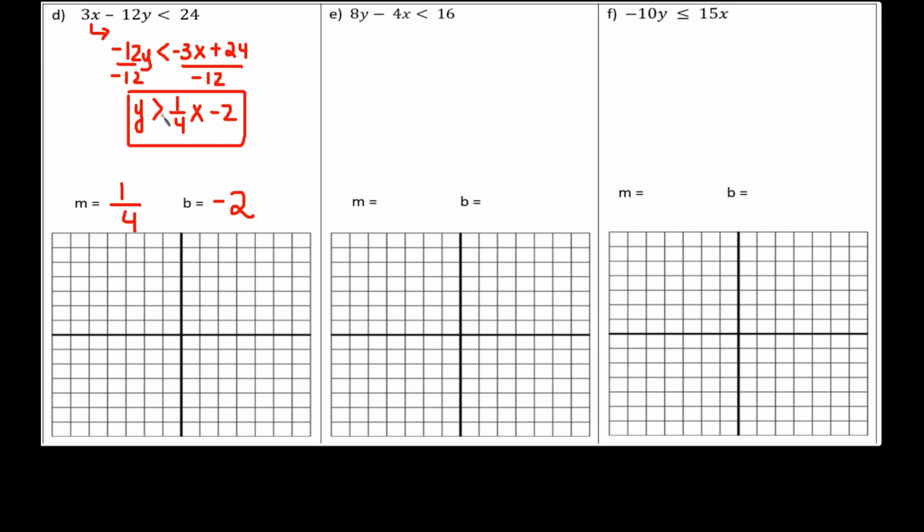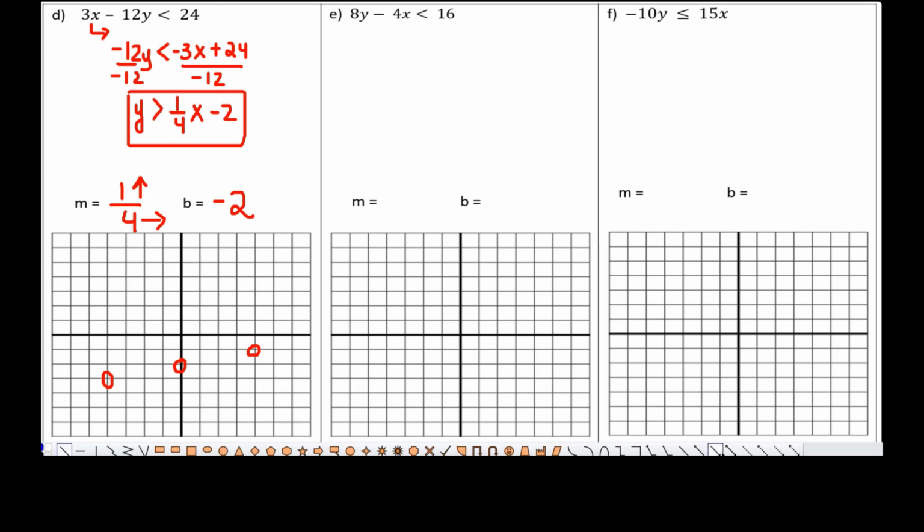Please notice there's no dash, so that means we're going to use an empty point. So go down 2, and then we'll look at the slope. Slope is positive 1, so go up 1 over 4. So up 1 over 4. And then backwards, down 1 over 4. And now we're going to connect the dots using a dashed line. So we connect right there.